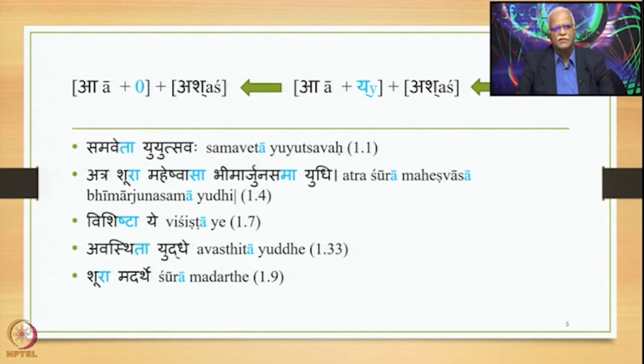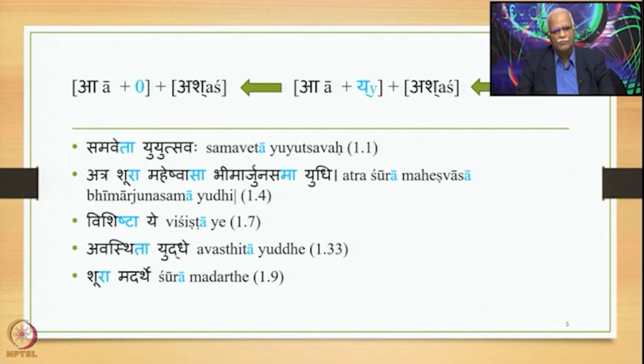Now let us come back to this example, a plus o plus ach, and we find several examples. And when I started culling, there are innumerable examples within Bhagavad Gita. Within the first 10 verses of the Srimad Bhagavad Gita, I found these 5 examples. Very first verse, Dharmakshetre Kurukshetre Samaveta Yuyutsavaha. So, this is nothing but Samavetaha and Yuyutsavaha.